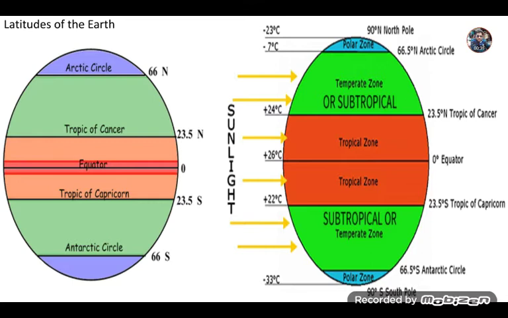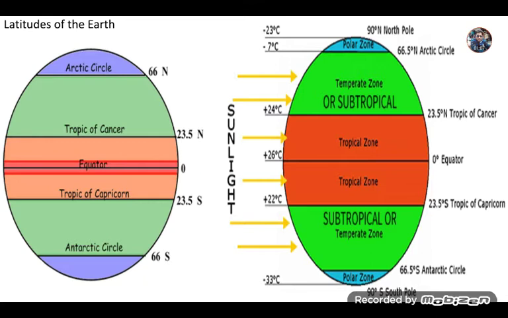earth. What is latitude? We all know that it's an angular distance of a point on the earth's surface north or south of the equator. 0 degree is the equator, 23.5 degrees north is Tropic of Cancer, 66 degrees north Arctic Circle, 23.5 degrees south Tropic of Capricorn and 66 degrees south Antarctic Circle.